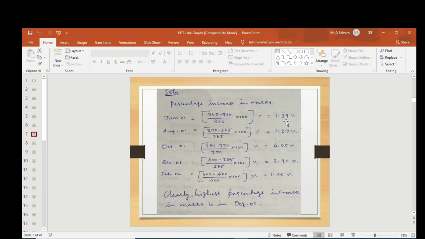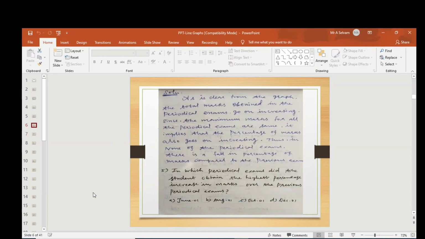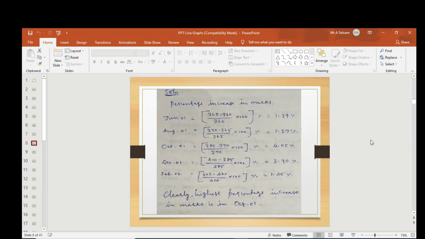So the highest percentage, how much? 4.05 percentage. That is in the periodical exam of October 2001. So option C is the answer for the question. Okay, understood by all of you? Based on this, we are going to discuss the upcoming sums also.